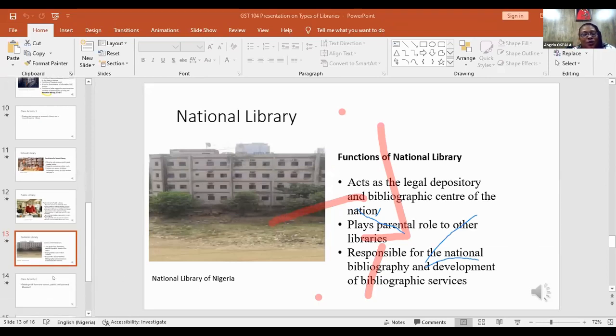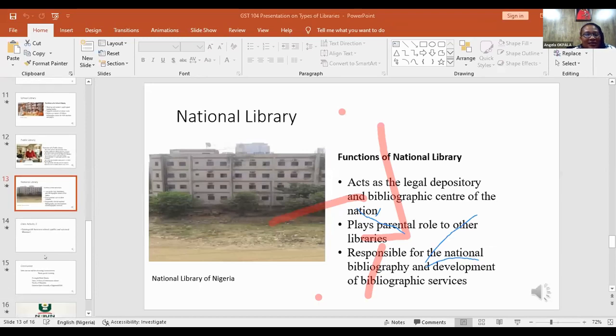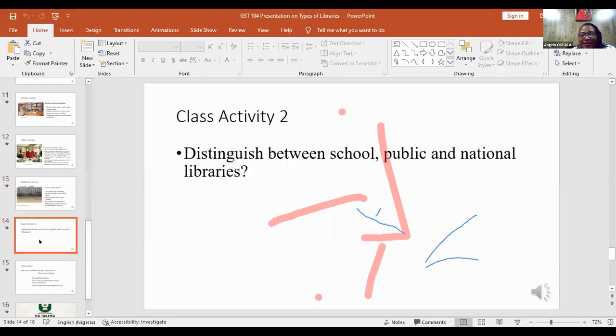Okay. So now we have looked at, I want us now to discuss, those of you that came late. Now I'm going to stop sharing so that we can discuss. What I just did was run through what an academic library looks like, a special library, a public library, the National Library, and the school library as well.